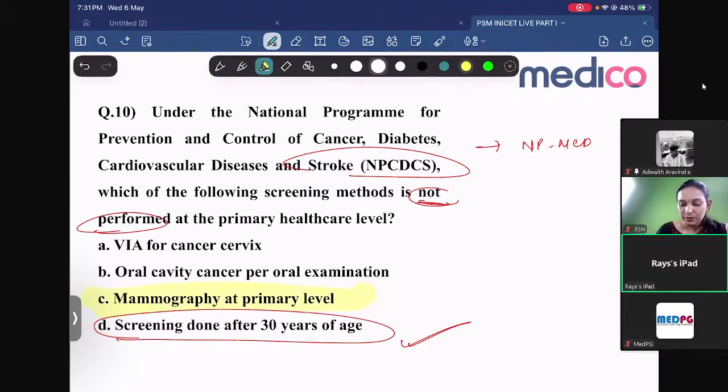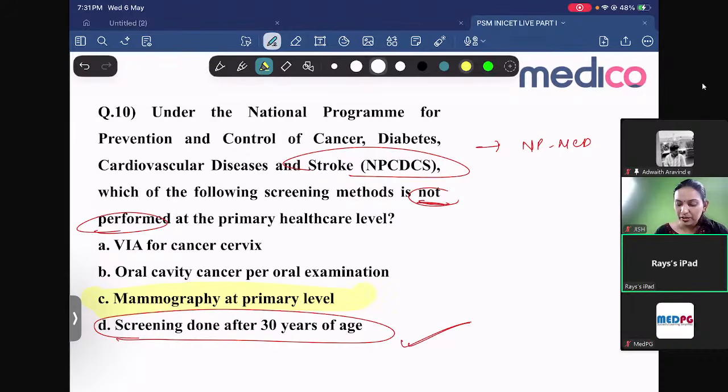VIA for cancer cervix can be done at the primary level. It is being done. Oral cavity examination is also being done. For CA breast, what you do is a self-breast examination. And if there is something doubtful, you have to refer the patient to a CHC or a higher level for a mammography or a USG. Okay. And screening is done after 30 years of age. All these are true. So whenever you get a question like this, remember that we are opting for simple, low-cost and feasible interventions that you can do at a primary healthcare setting. So hence the answer is C here.